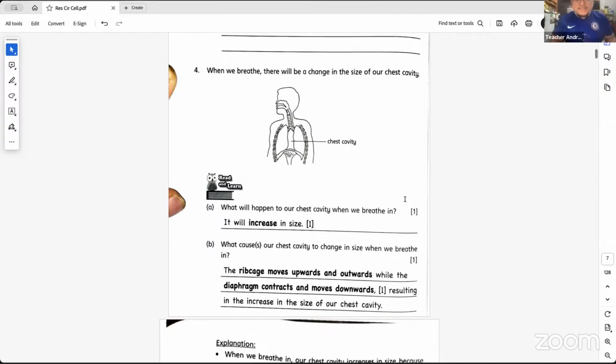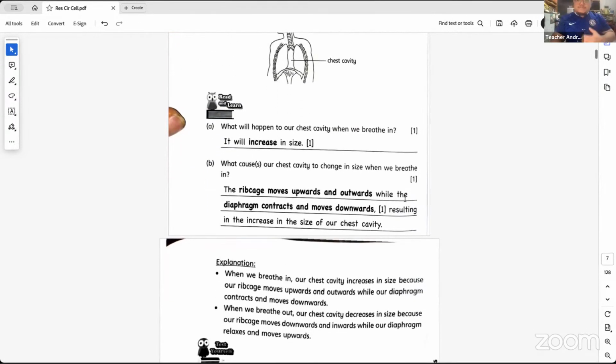All right. When we breathe out, our chest will decrease in size because our rib cage moves downwards and inwards, and our diaphragm relaxes and moves upwards. Something to take note of: breathe in, rib cage moves up and out, diaphragm moves down and contracts. Breathe out, the rib cage moves downwards, the chest decreases in size, the diaphragm relaxes and moves upwards. This table, you must take note, all right?